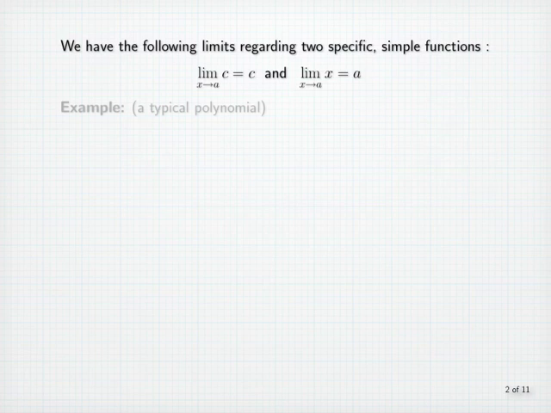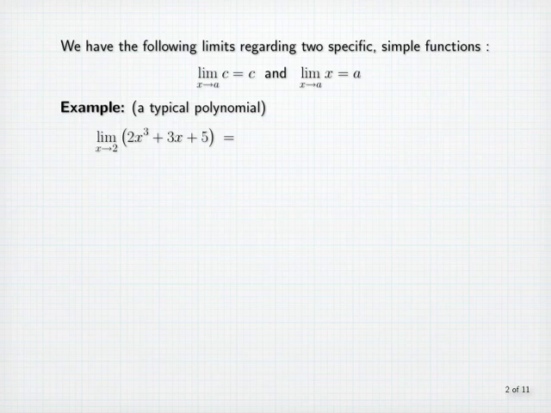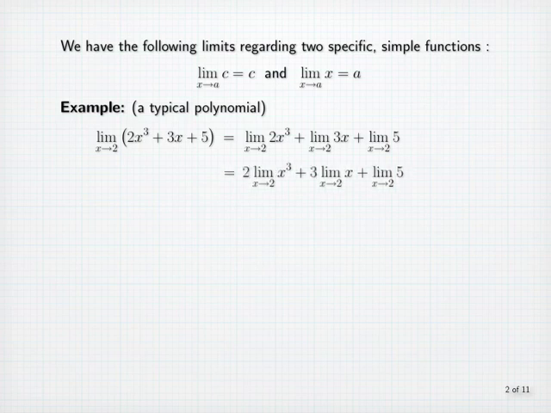Now let's look at an example involving a typical polynomial. The limit as x approaches 2 of 2x cubed plus 3x plus 5. We begin by using the fact that the limit of the sum is equal to the sum of the limits in order to calculate this limit term by term. Next, we use the second property on the previous page, which said that the limit of a constant times a function is equal to the constant times the limit of the function. This allows us to bring the coefficients of the polynomial outside the limit in the first two terms.